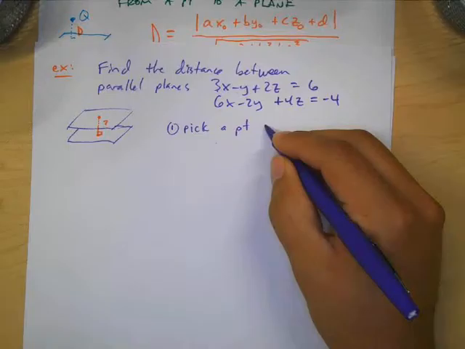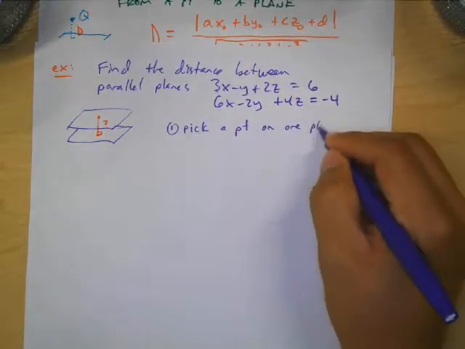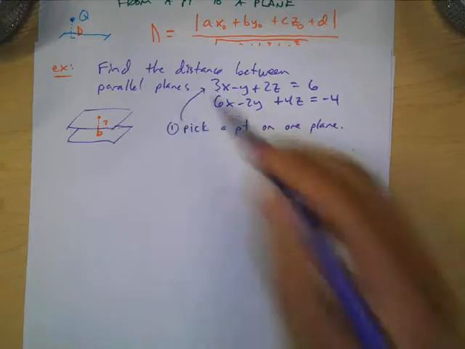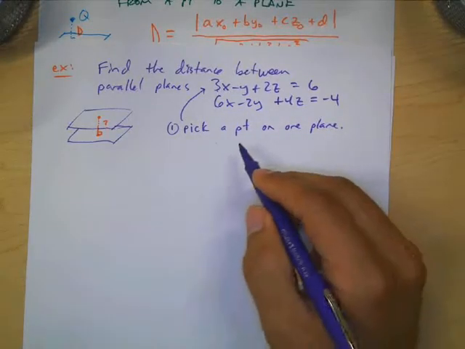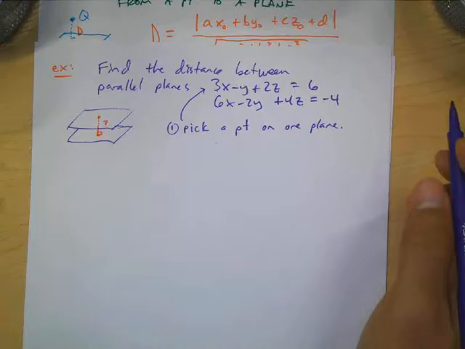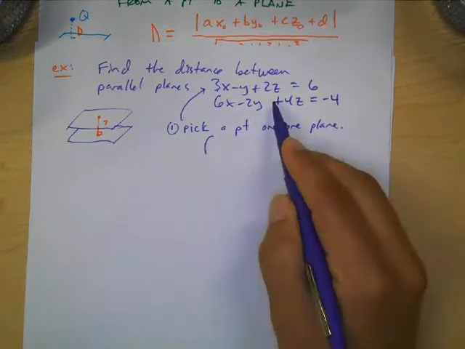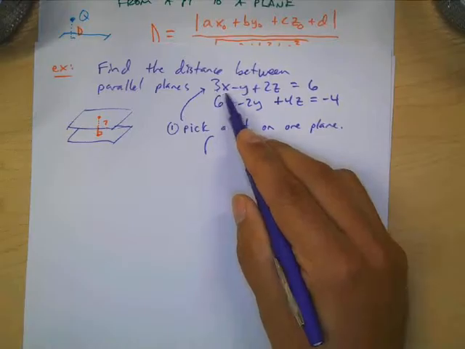Pick a point on one plane. Any point, right? I'll just look at the first equation. And to make life easy, let's pick the easiest option. Well, I was thinking 0, 0, 3.